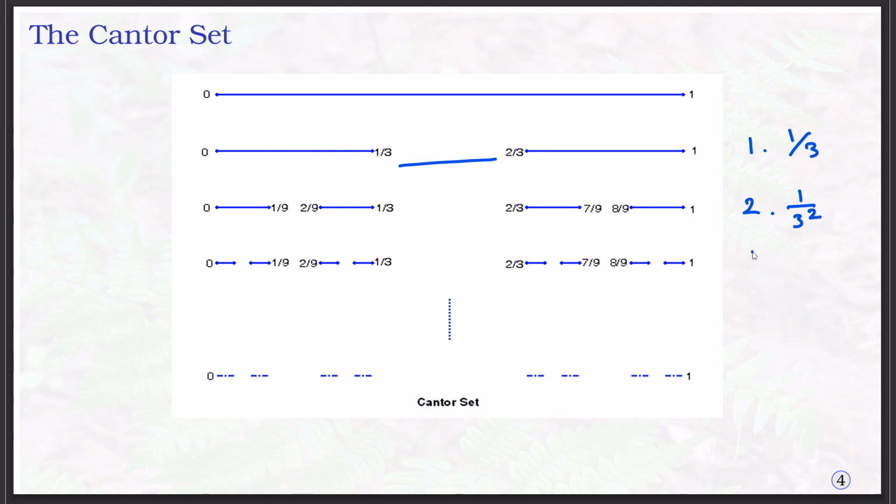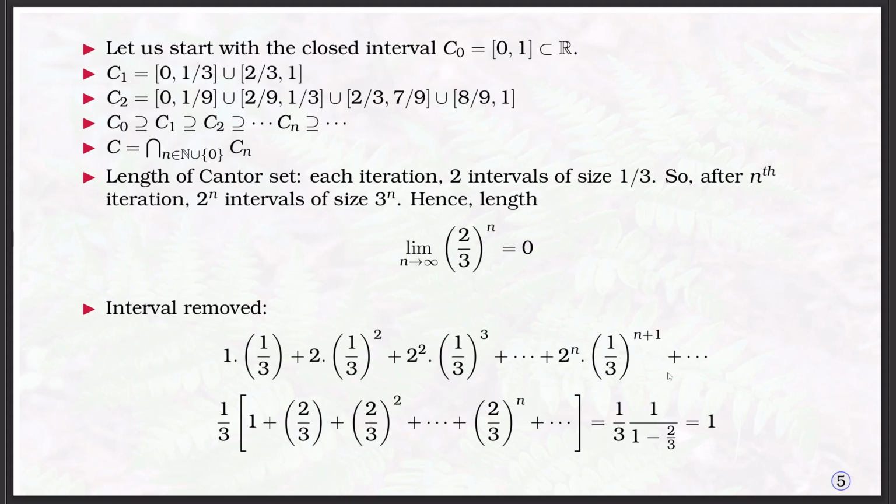And here we are removing 4 intervals, that means 2 power 2 intervals of length 1 by 3 power 3. So after the nth iteration, one can get 2 power n intervals removed, and their length is 1 by 3 power n plus 1. So if you want to calculate the length of the total interval removed from 0, 1, we need to take the sum of all the removed intervals.